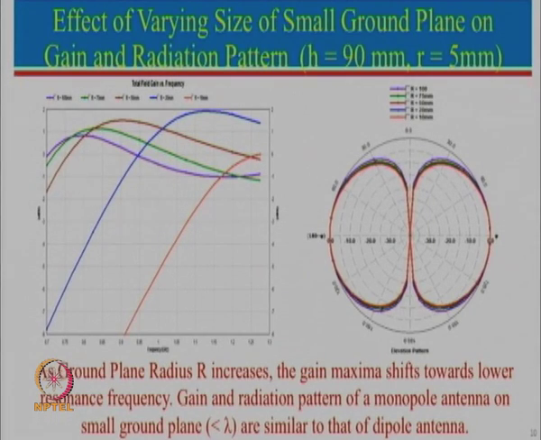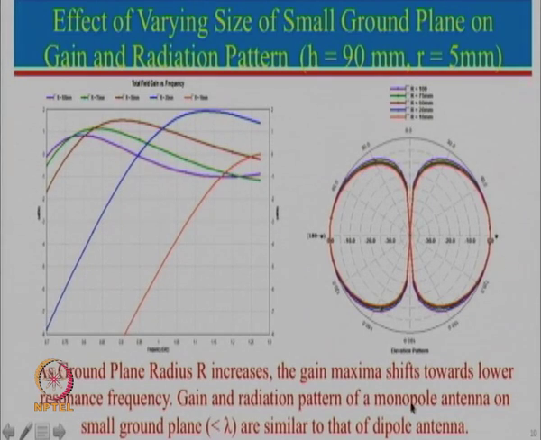Now, here is the gain plot. The maximum gain you can still get is close to about 2 dB. One can see there is a lot of shift in the frequency. This shift in the frequency is mainly because the resonance frequency of the antenna changes with the ground plane radius. That is why you see the shift here, but in general the peak is close to 2 dB or so.